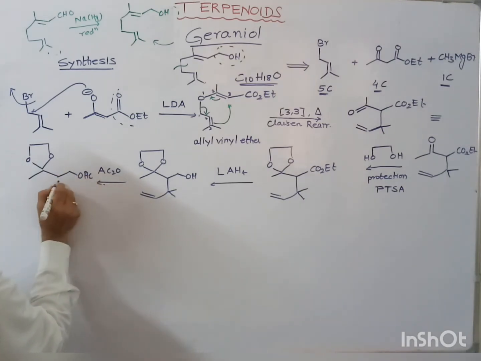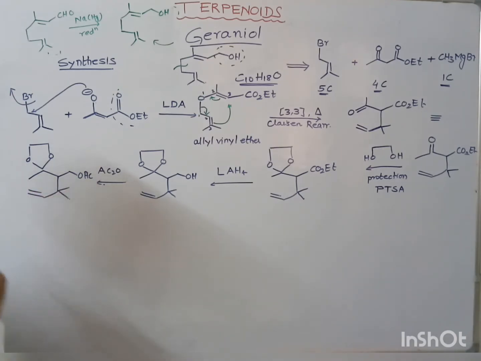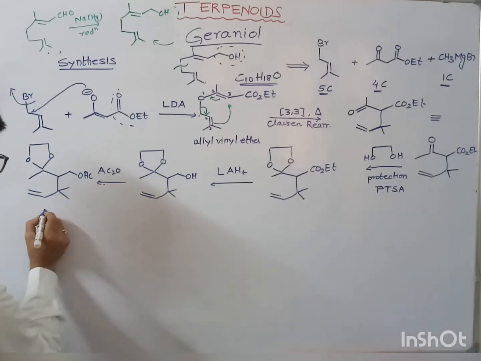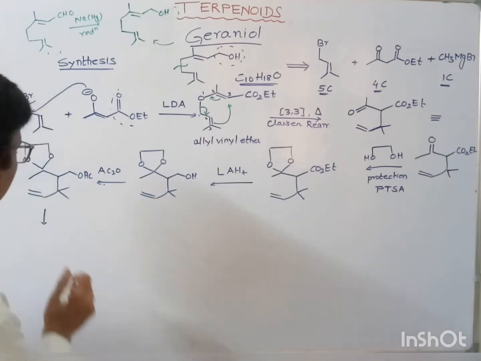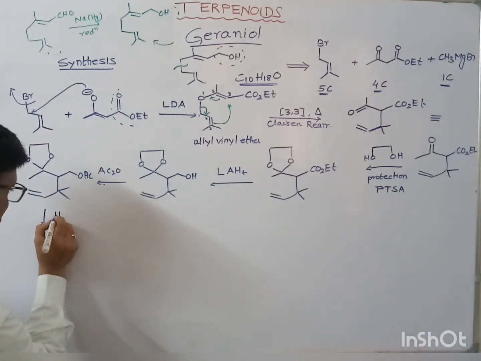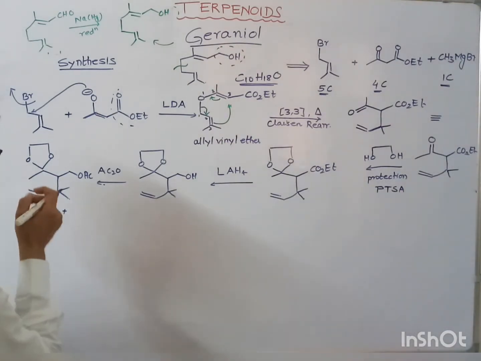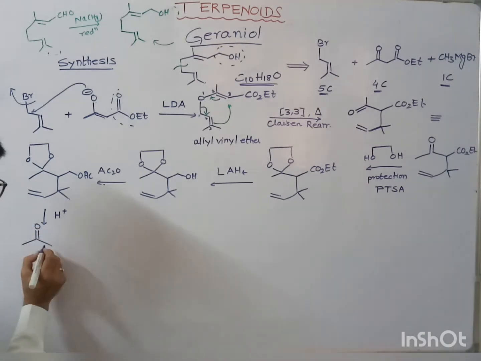Acetylation, OAc, so I have done the acetylation. Now we may do the deprotection. For deprotection we may add some acid. In presence of some acid, it will undergo deprotection, and finally that would be converted into keto again.